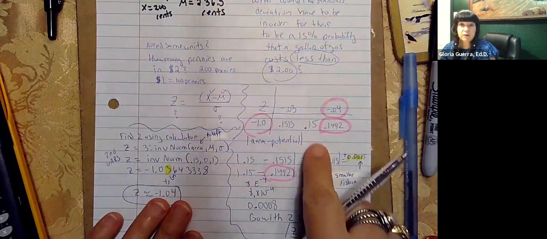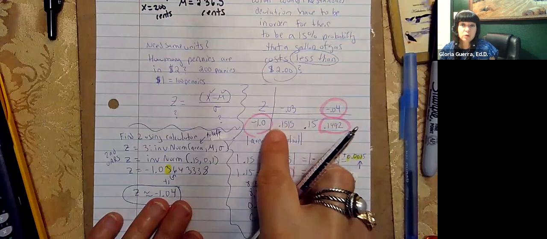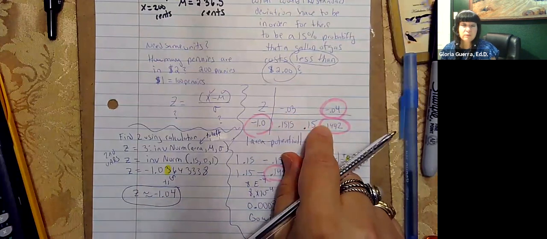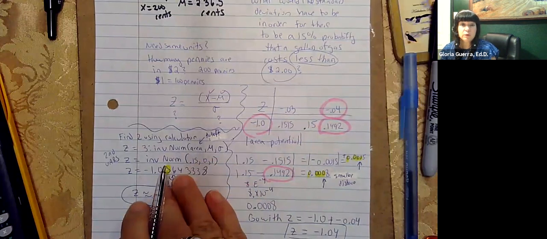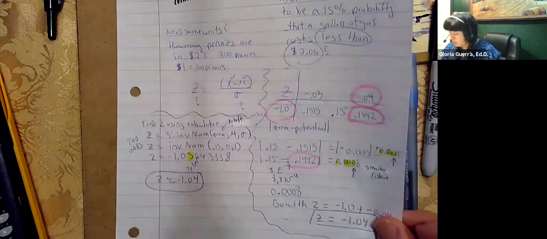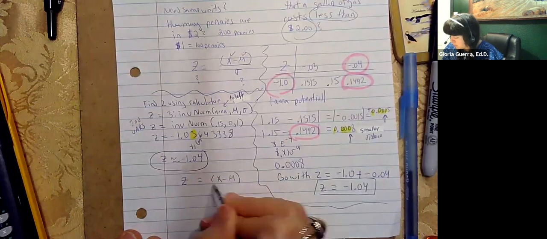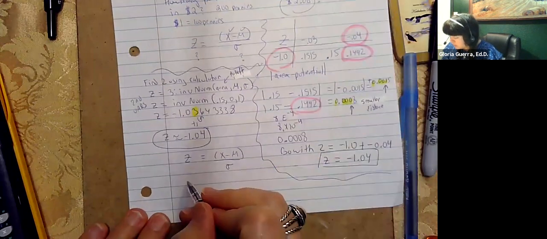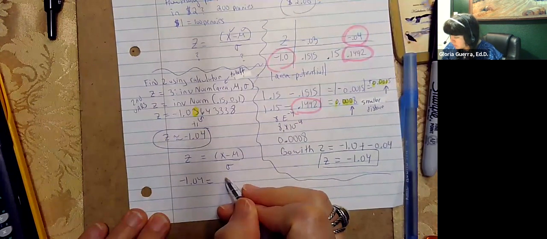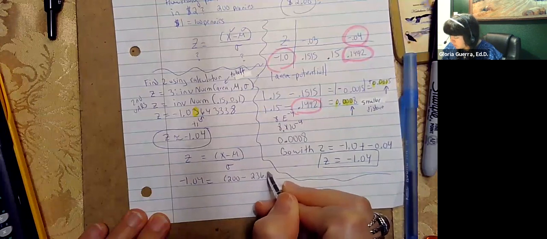I can look for the area using the table. Where is it between these two numbers? Where is the smaller distance? It's closer to the smaller distance. Or on the calculator, inverse norm. Okay, so now I can go back to this formula, z equals x minus mu divided by sigma. And now I know z is negative 1.04. And I know x was 200 cents, take away mu, which was 236.5 cents.